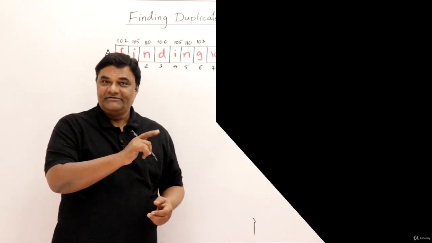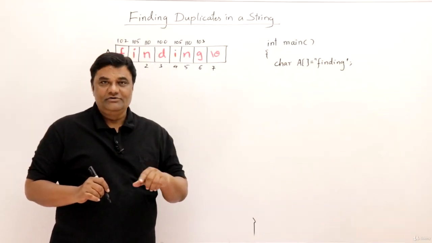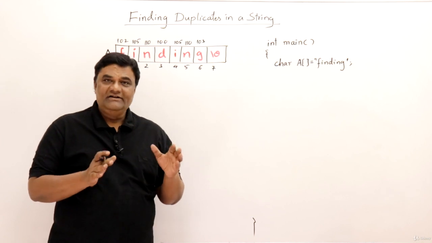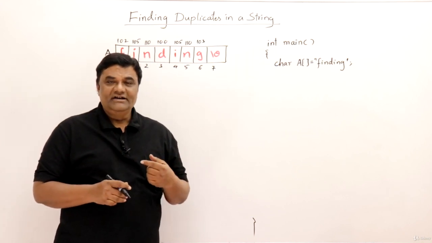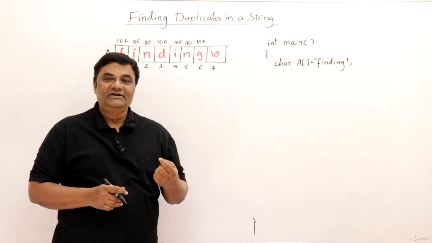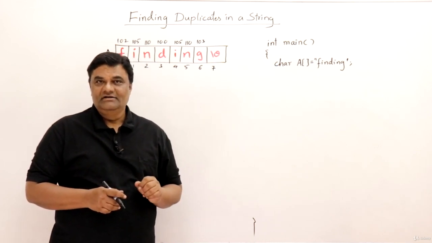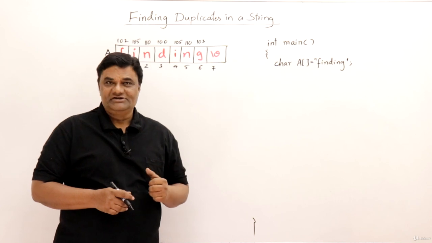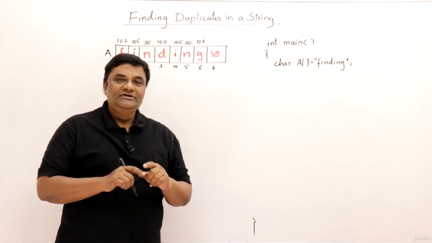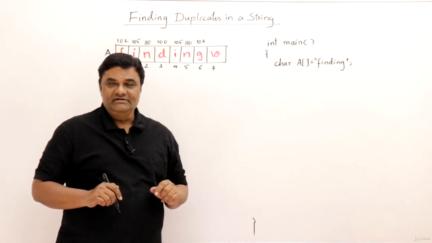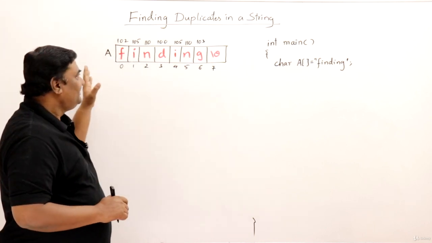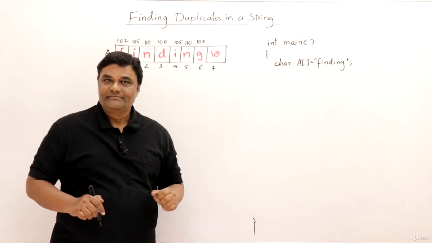This is the continuation of the previous video. If you have not seen the previous video, go back to it. There I have explained how we can use bitwise operations to manipulate the bits of a byte in memory. We have seen masking and merging. Now we will use that masking and merging to find out whether there are any duplicates in a string.